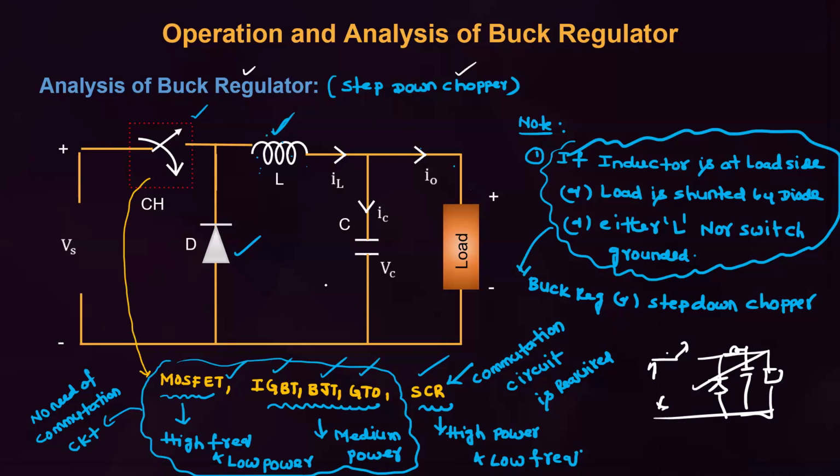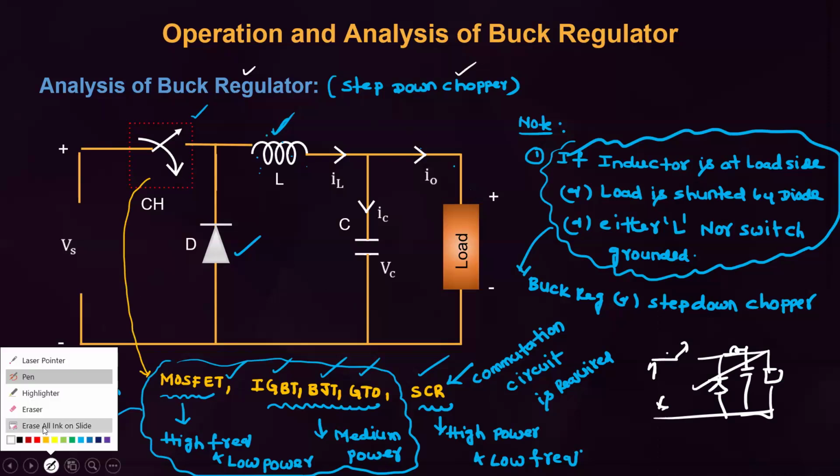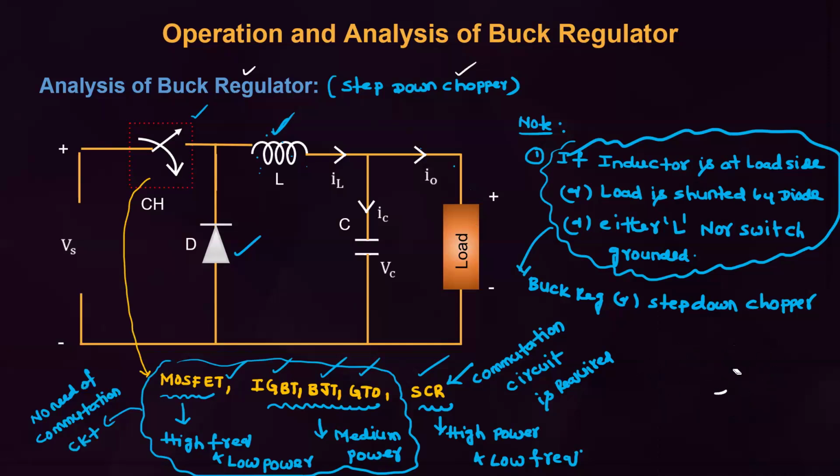Extra in the regulator, what are we getting? Filter, where L is the filter inductor to reduce the ripples in the load current. C is the filter capacitor to reduce the ripples in the load voltage. What is L here? Filter inductor. L is the filter inductor to reduce ripples in load current.